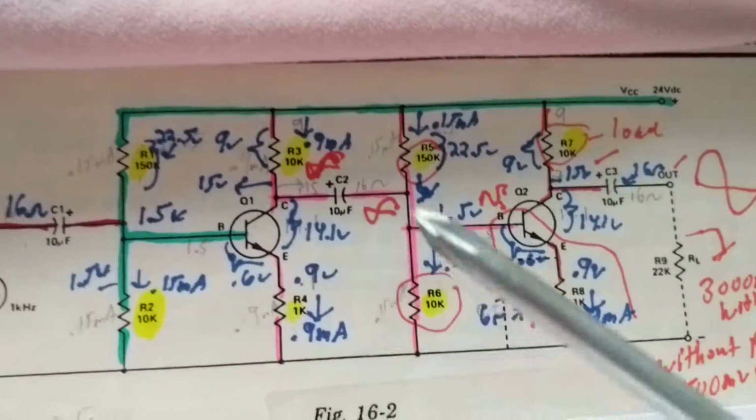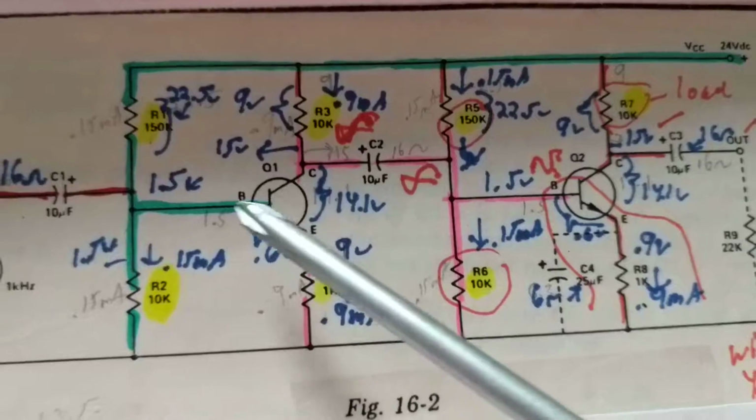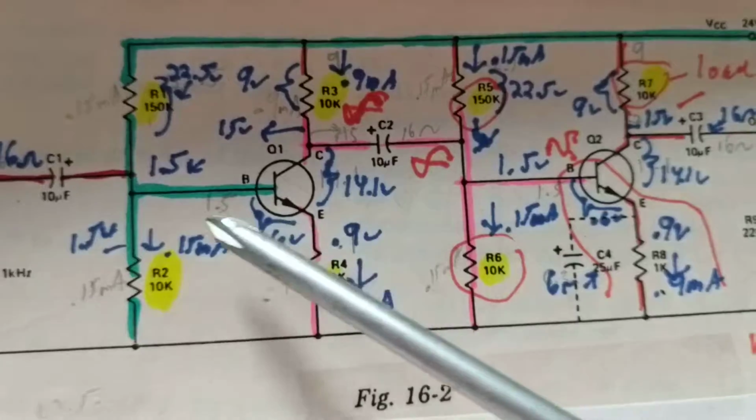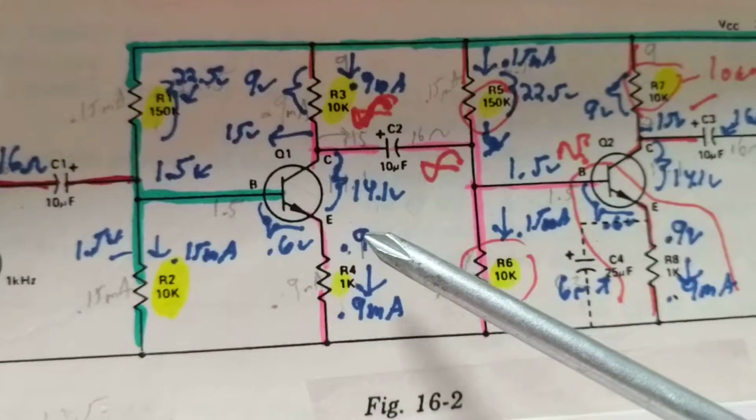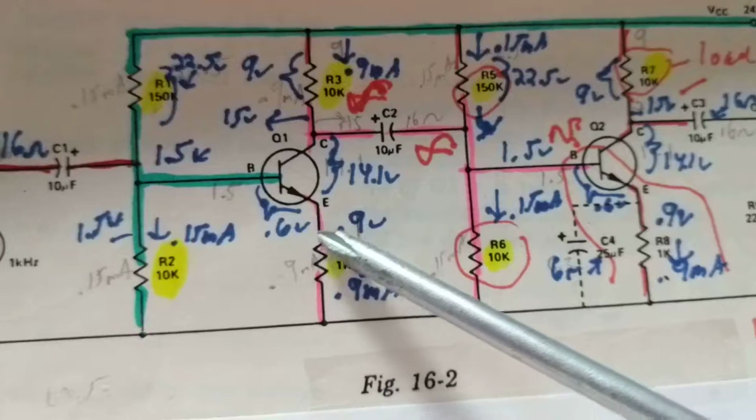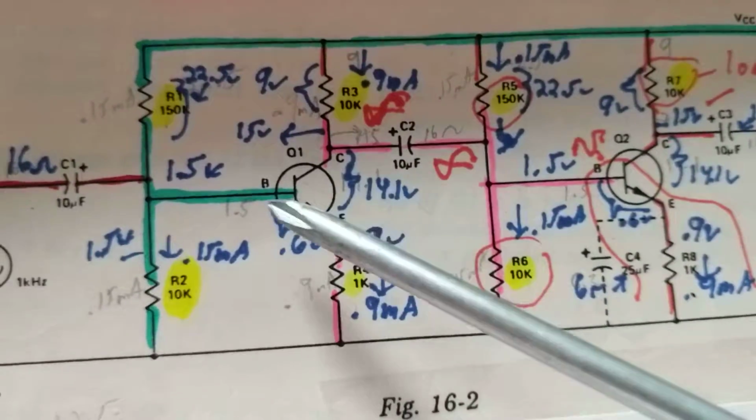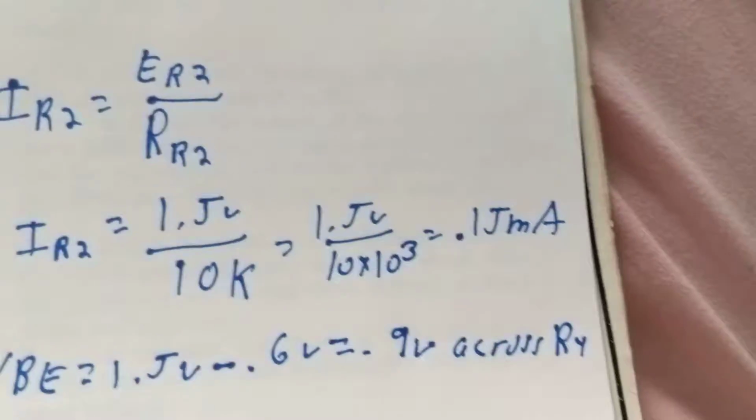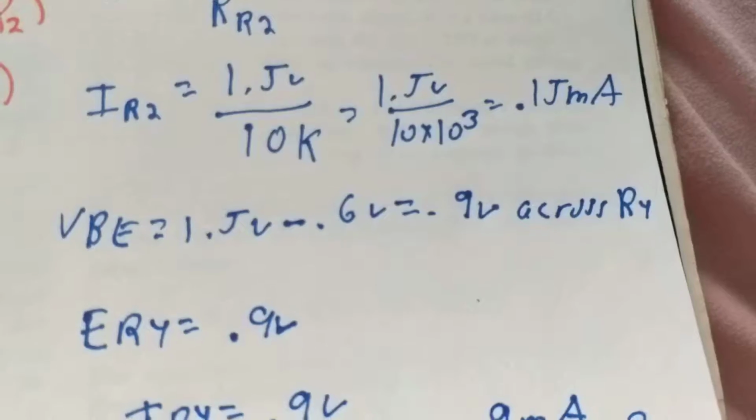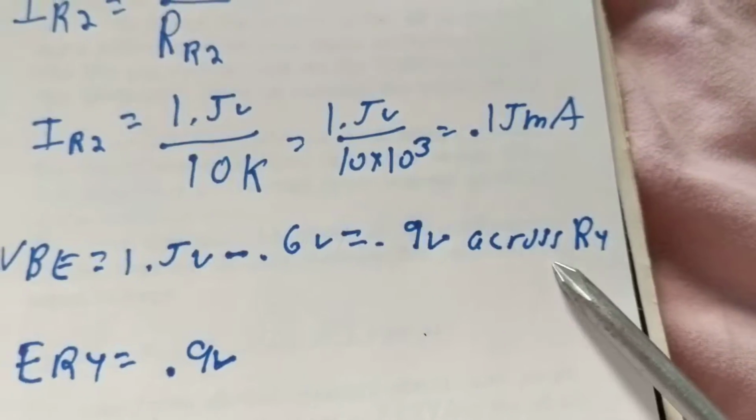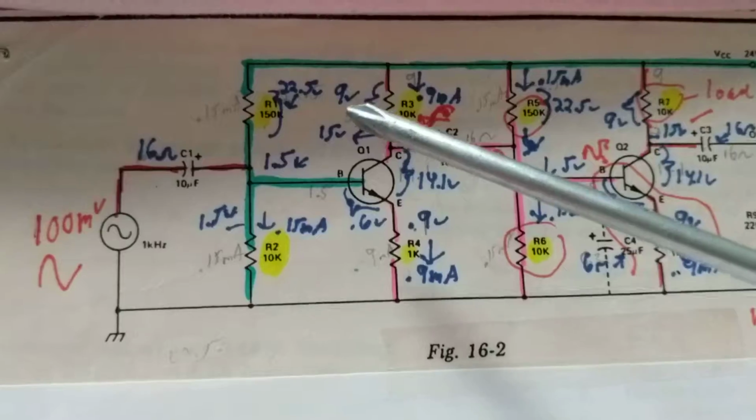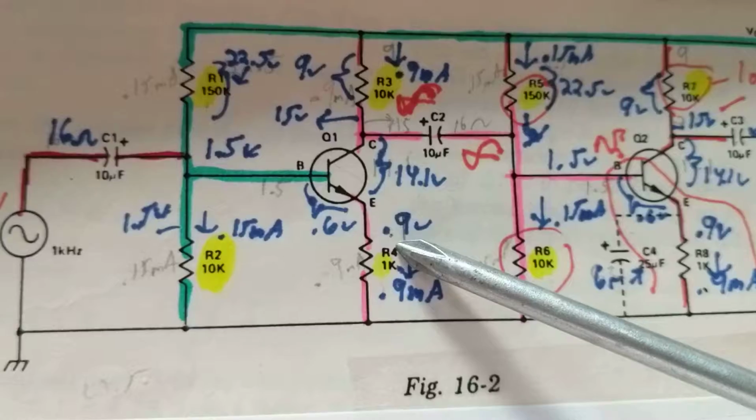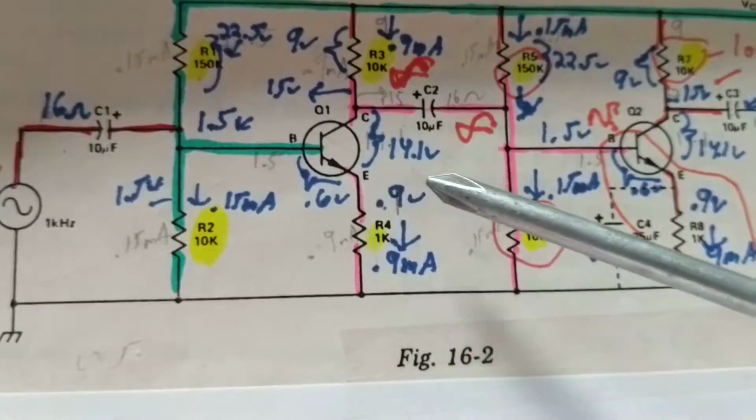Now, once we find 1.5 volts, we know this is NPN. NPN needs 0.6 volts approximately to be forward biased to start conducting. If we have 0.6 volts over here, we can subtract it. So 1.5 volts minus 0.6 volts. I wrote it over here. So therefore, that will give us 0.9 volts. 1.5 minus 0.6 is 0.9 volts.